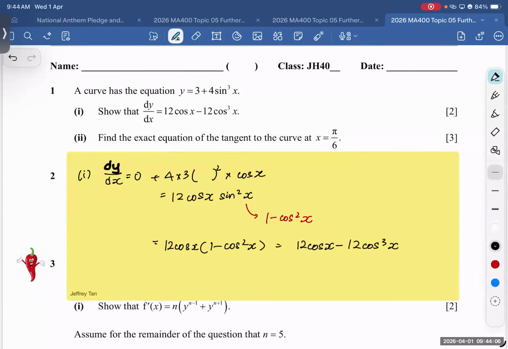After that, how do you do part 2, right? So you remember for calculus, we always do it in gradient mode.